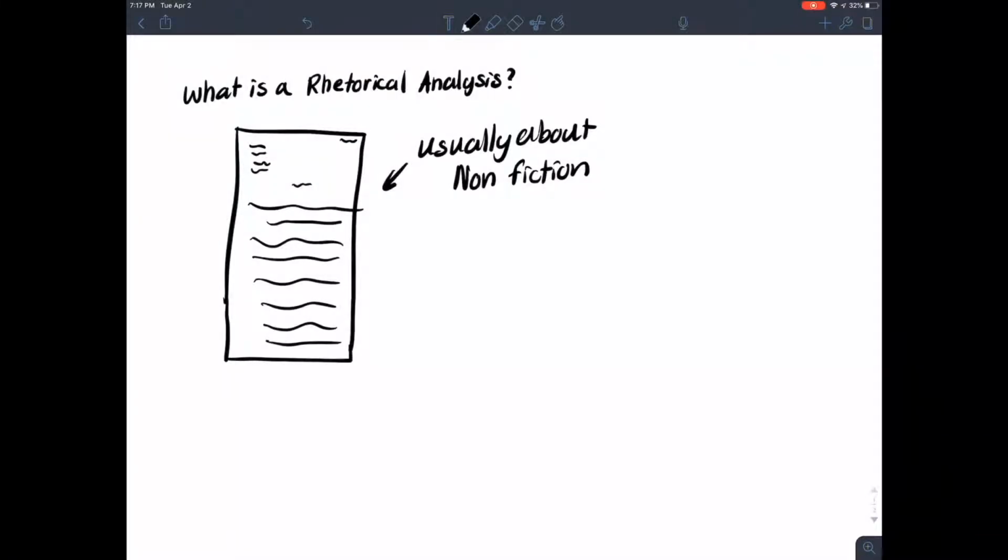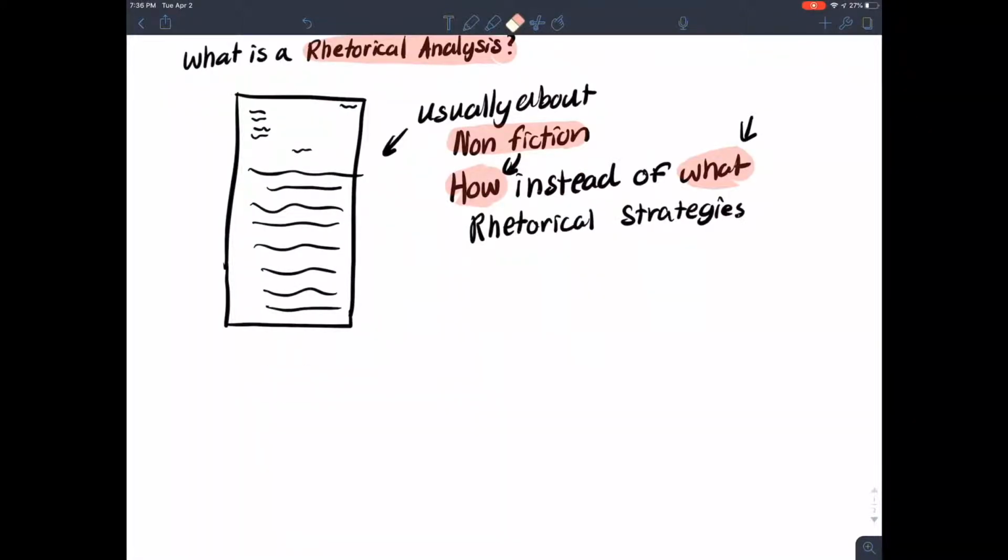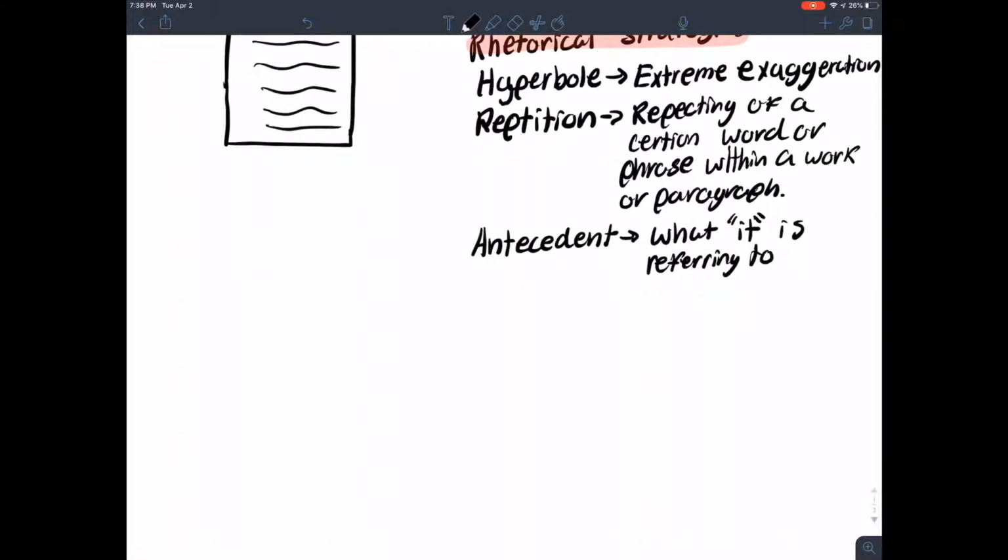Okay, so what is a rhetorical analysis? Rhetorical analysis is essentially an essay that breaks down a work, most of the time nonfiction, and shows how it creates a certain effect. So technically, you break down your given work into parts that show how the author writes instead of what. And these techniques that the author uses to create this certain effect are called rhetorical strategies, which include but are not limited to hyperbole, repetition, antecedent, and parallel structure.